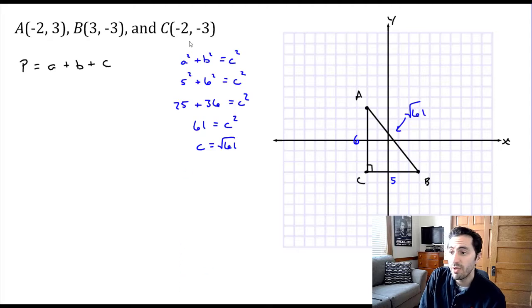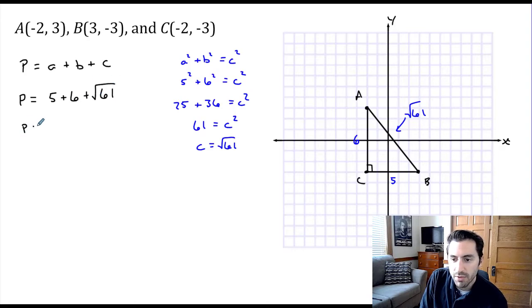Okay. So now that we have that taken care of, we can find our perimeter. So the perimeter, we'll just add all of those up. So we have 5 plus 6 plus the square root of 61. If I combine like terms, I get 11 plus the square root of 61, which would be an exact value.